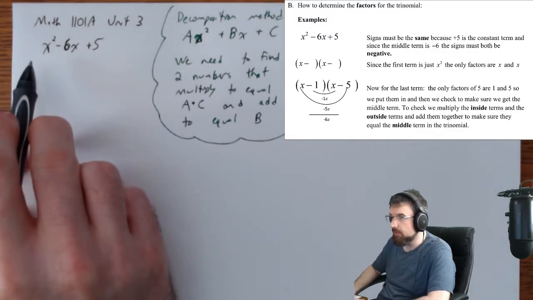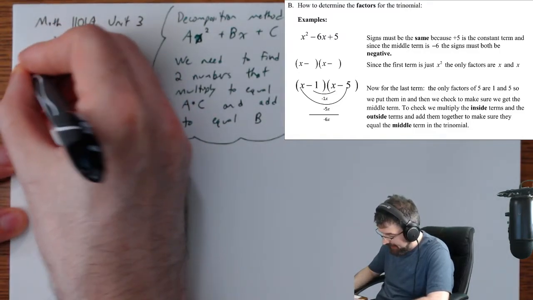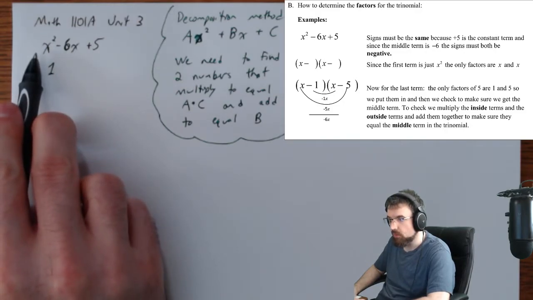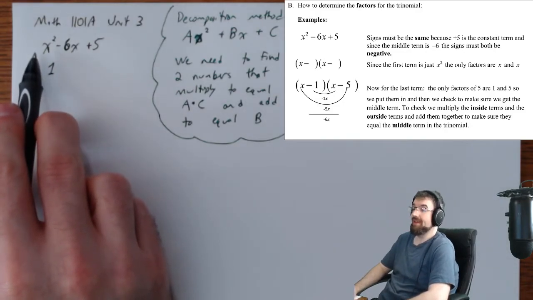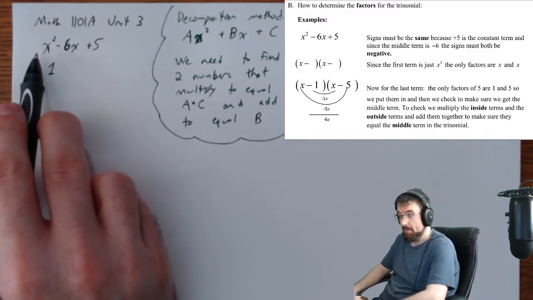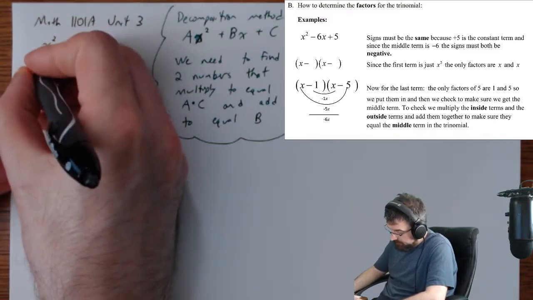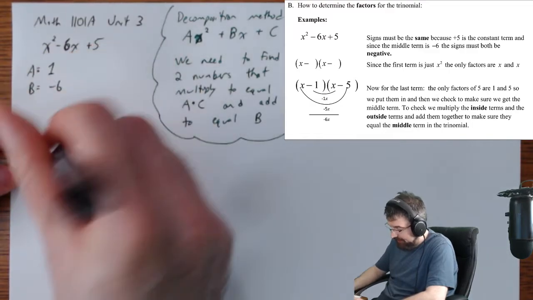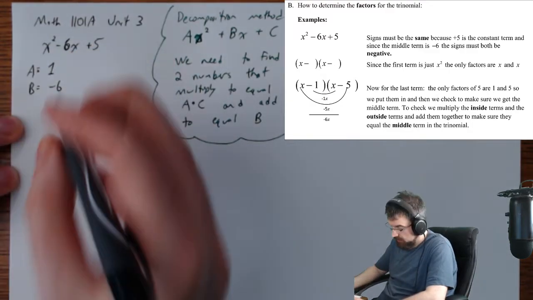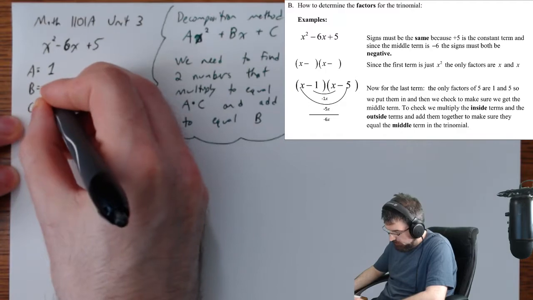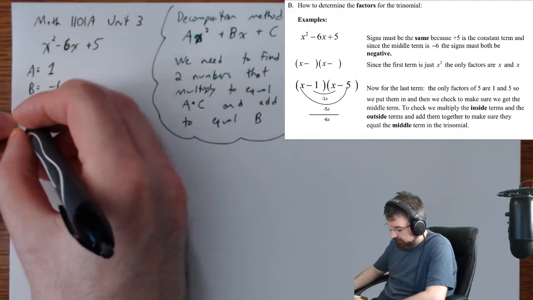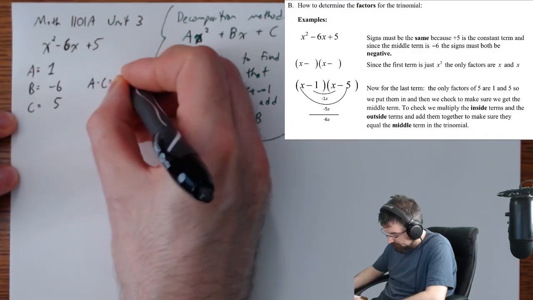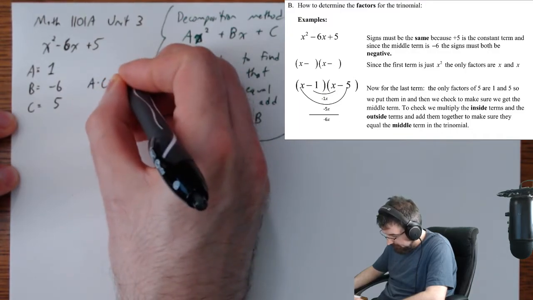Here, if we take this one, we know that a is equal to 1 because there's no number in front of this x squared. And if there's no number there in multiplication, that means it's a 1, right? Not a 0. So a here is equal to 1. B is equal to -6. It's important to keep the sign. And c is equal to 5. So therefore, we know that a times c is equal to 1 times 5, which is equal to 5.